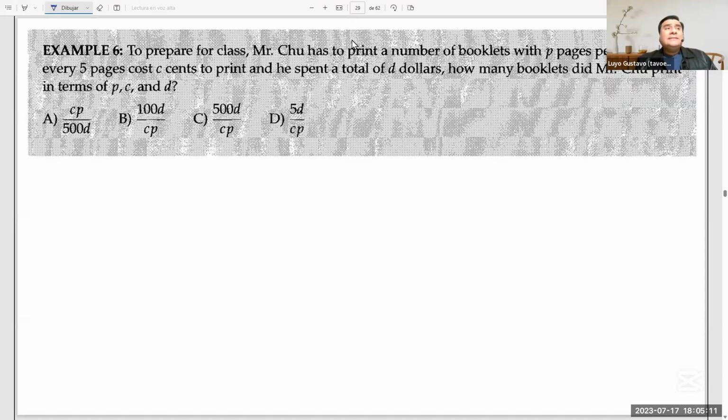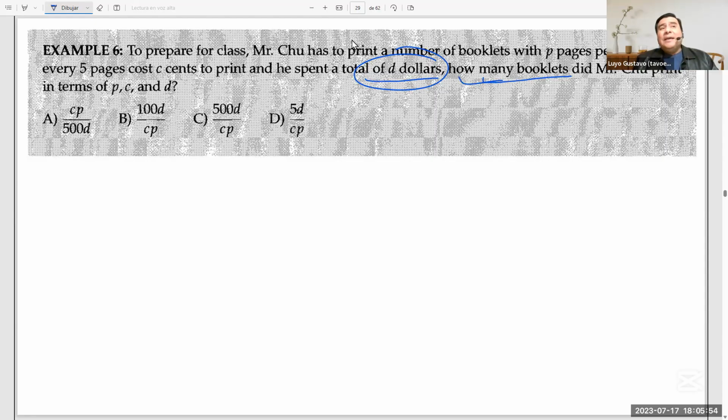To prepare for class, Mr. Chu has to print a number of booklets with P pages per booklet. If every 5 pages cost C cents to print and he spent a total of D dollars, how many booklets did Mr. Chu print in terms of P, C, and D? Now, this one is interesting because it's all variables. Notice that you start from something. You have some budget. And from the budget, you want to get to the number of booklets.